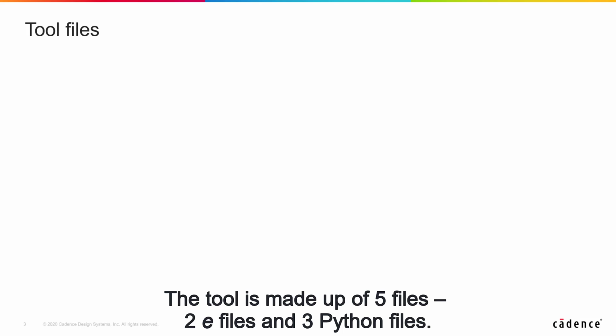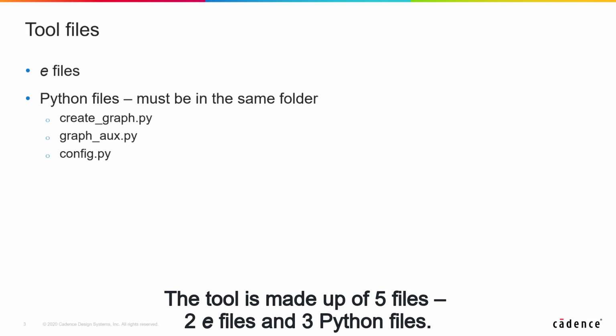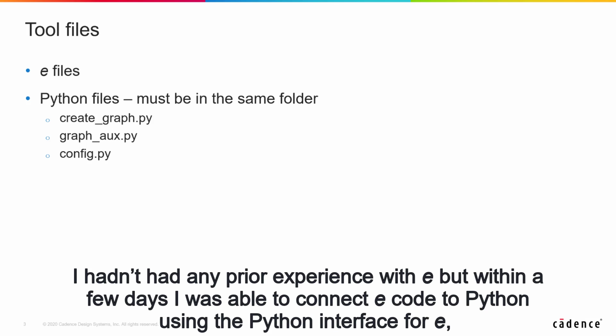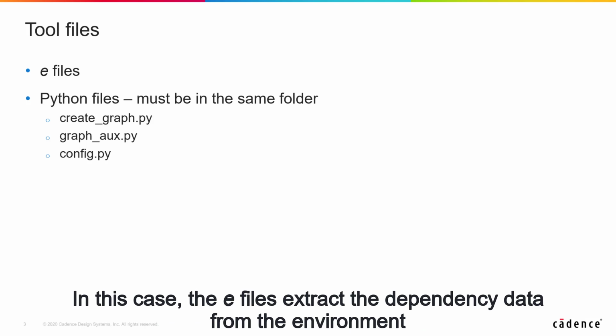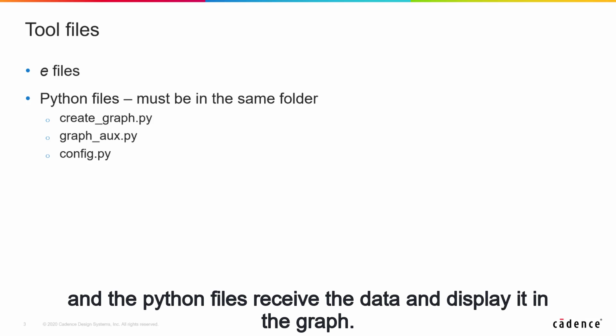The tool is made up of 5 files, 2 E files and 3 Python files. I hadn't had any prior experience with E, but within a few days I was able to connect E code to Python using the Python interface for E. They really can work great together. In this case, the E files extract the dependency data from the environment, and the Python files receive the data and display it in the graph.